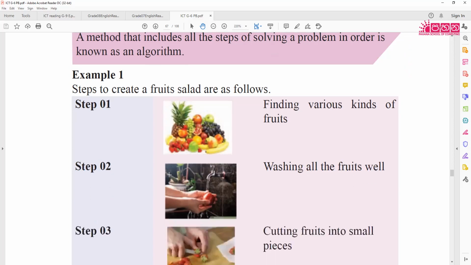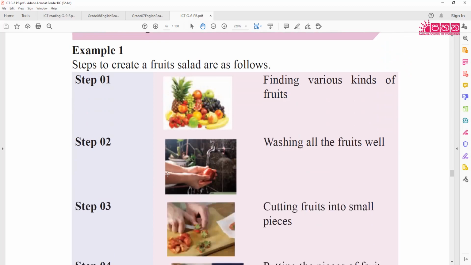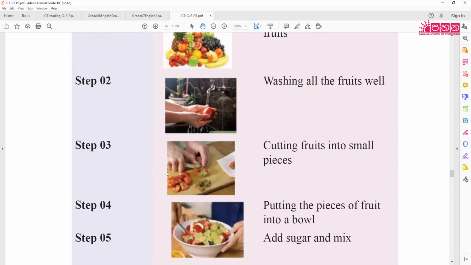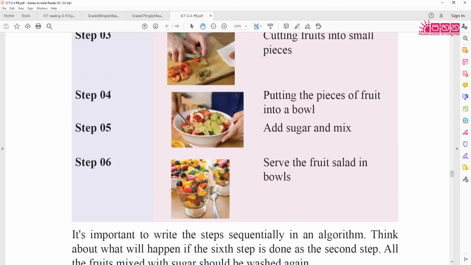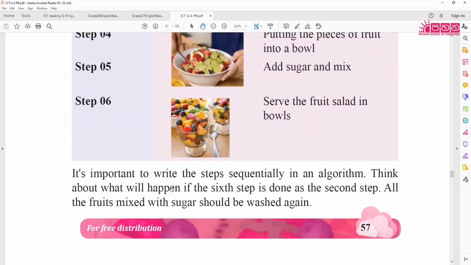Now, for example, let's look at creating a fruit salad. You see the first step, you have to find various kinds of fruits. Then you have to wash them, cut the fruits, and then put them into a bowl and mix whatever ingredients you need, like sugar and salt, for example, and then you serve, right? So the steps are very, very important.